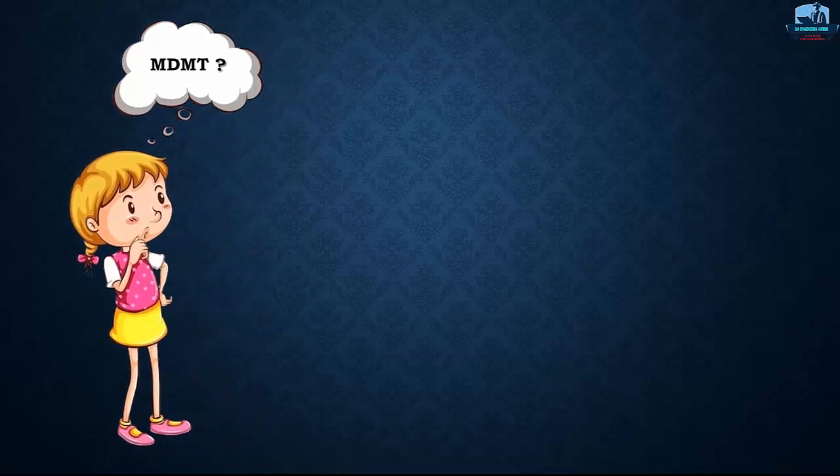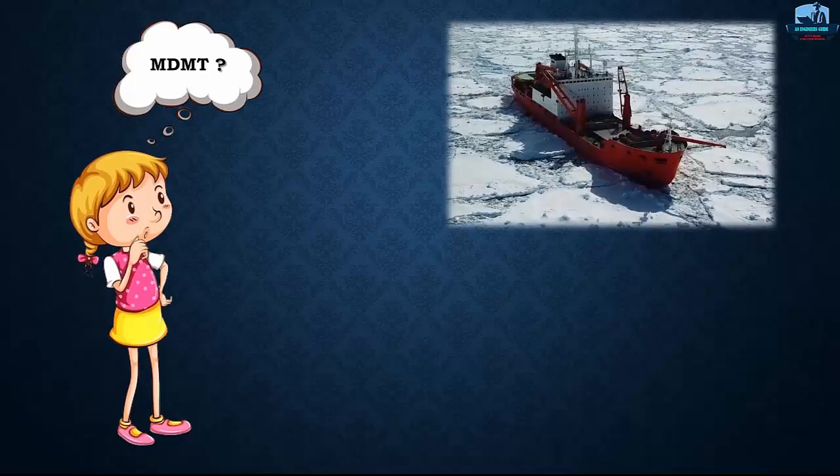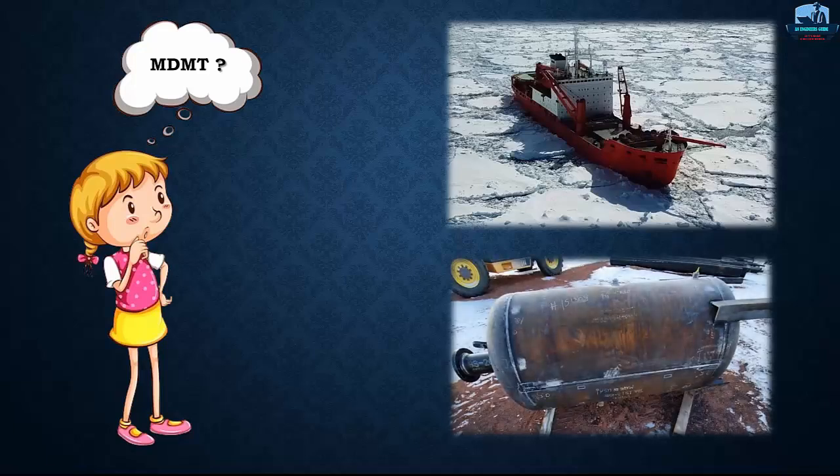Just see those images. In the first image, you can see one ship passing through very cold water, and the water on the top surface has nearly converted to ice. So you can get a feel of how cold that condition will be. Now let's see another image. Here is a vessel surrounded with ice.